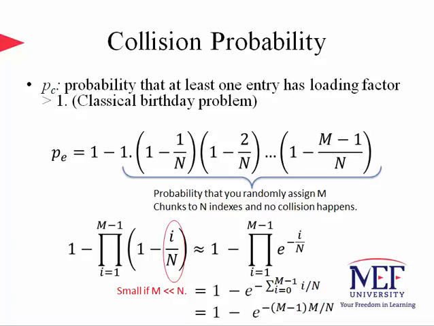Furthermore, if you approximate 1 minus i over n by an exponential function, e to the minus i over n, you can further write down the collision probability in a near closed form expression as shown to the right. Note that if m is way less than n, which was our primary assumption, the exponential approximation becomes quite accurate.